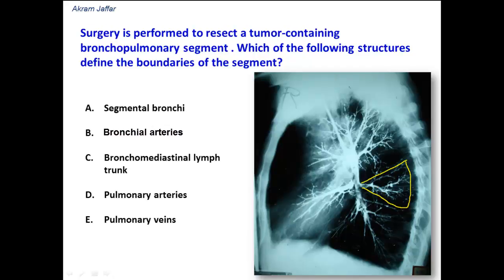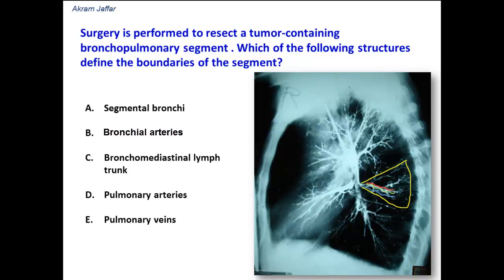Together with the segmental bronchus, there is a branch of a bronchial artery, a lymphatic vessel, a branch of the pulmonary artery. I'm drawing it here in blue because it contains venous blood. So for each segment, there are these branches that supply the segment. Segmental bronchus, bronchial artery, pulmonary artery, and a lymphatic.